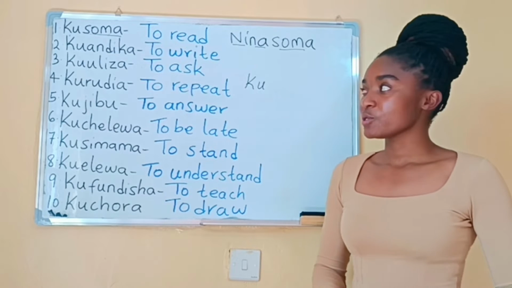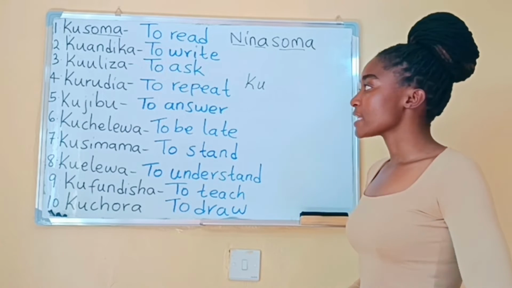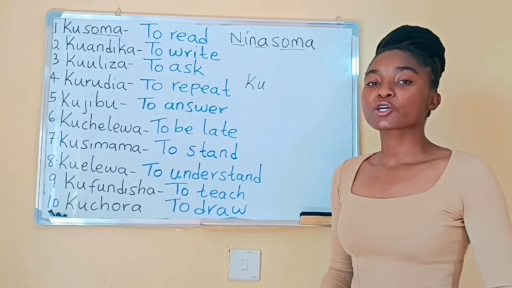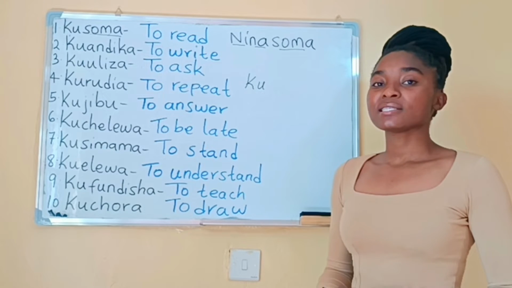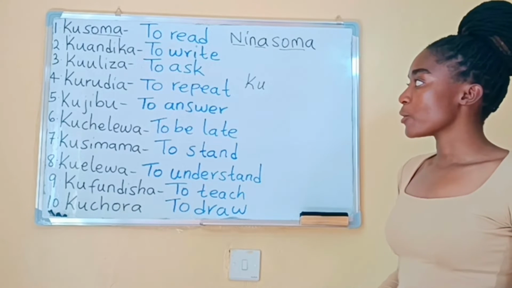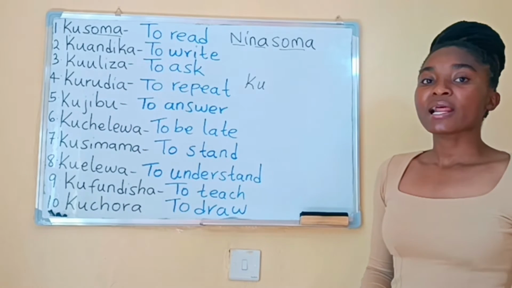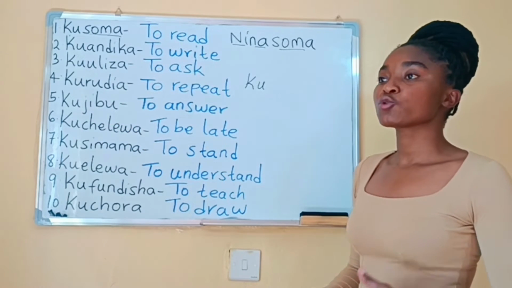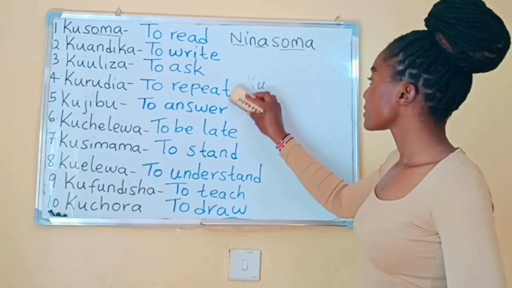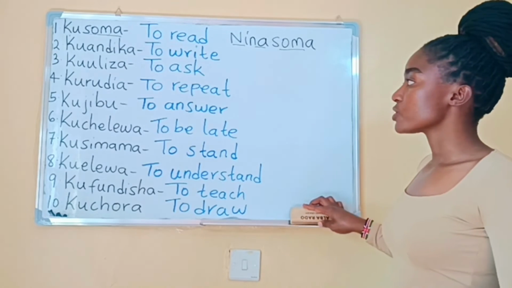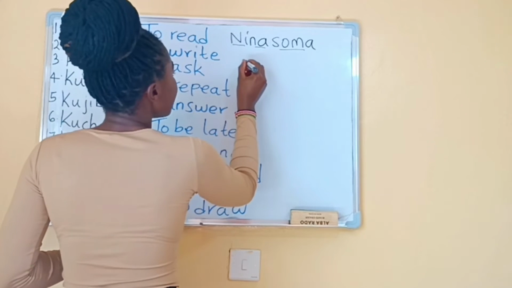The third verb that we have, kuuliza. In a class, students will always ask questions. The teacher will always ask questions. So what is it that we are talking about? To ask, we say kuuliza. For example, to ask a question. So in Swahili, a question is swali. So maybe we say in a sentence, kuuliza swali. Okay? Swali.